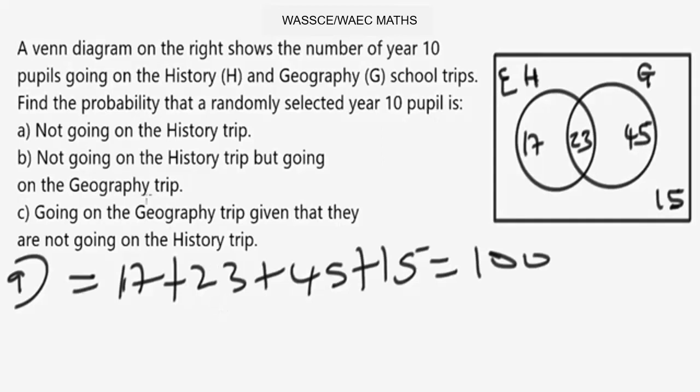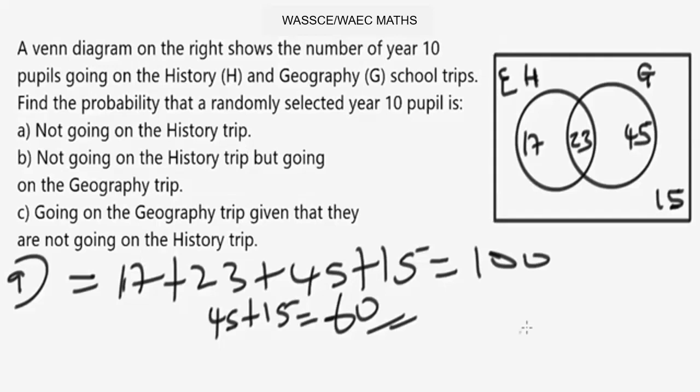Okay, so to get the number of year 10 pupils not going for the history trip, you add 45 plus 15, which gives us 60. Now, this is the number of year 10 pupils not going for the history trip. The number going for the geography trip only, plus the number going for neither the geography nor the history trip, gives you the number of year 10 students not going for the history trip.